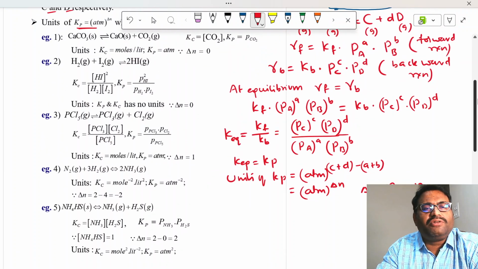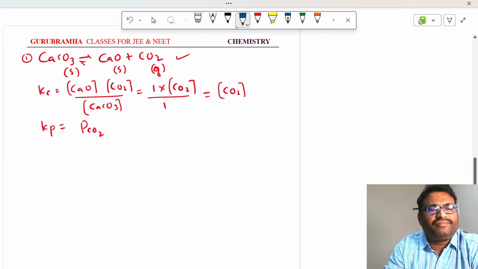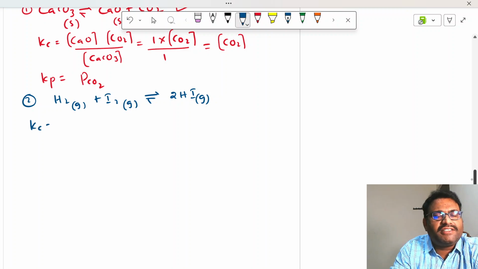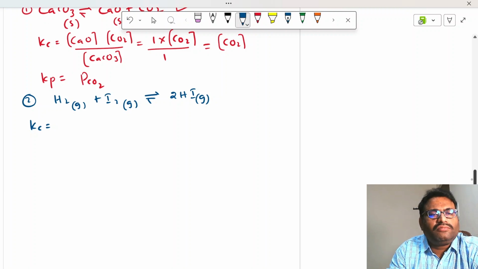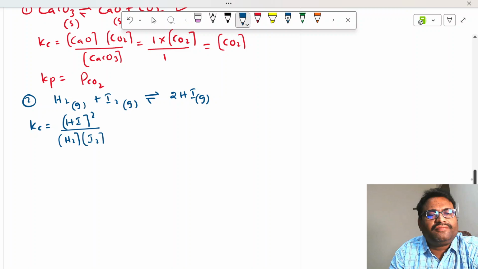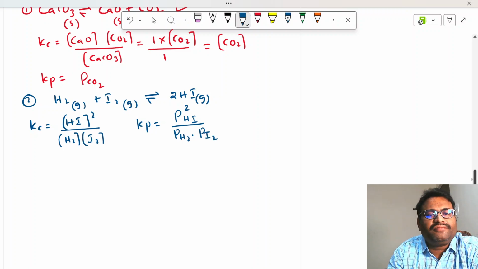What is given? H2 plus I2 gives 2HI. Second one: H2 gas plus I2 gas gives rise to 2HI gas. For this, I can write Kc as the product concentration, HI concentration squared, by H2 concentration into I2 concentration. How can I get Kp? Because all are gases, the partial pressure of HI squared by the partial pressure of H2 into the partial pressure of I2. This is how we write.